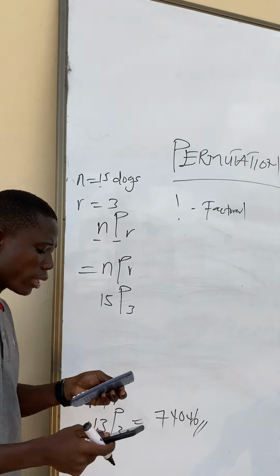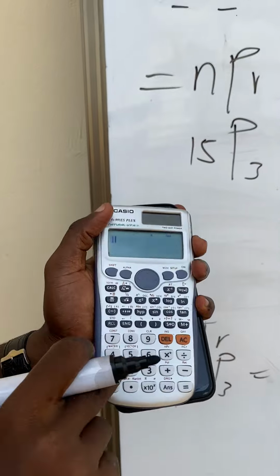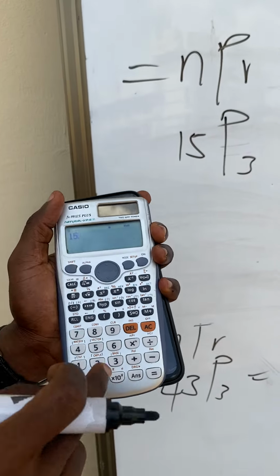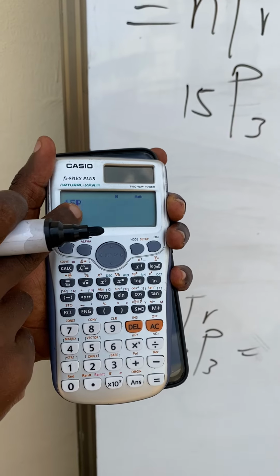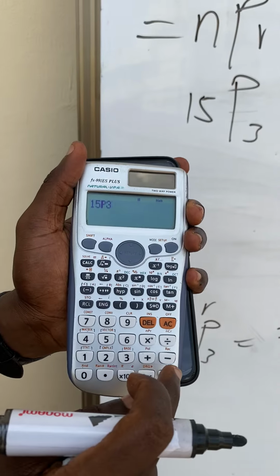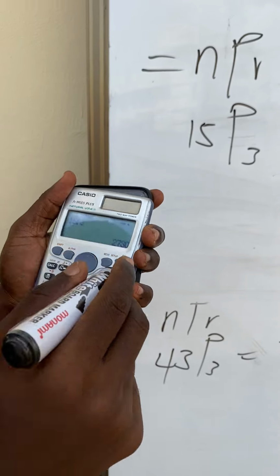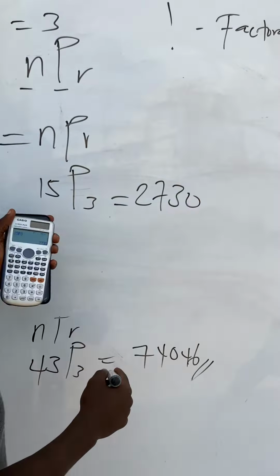So you come to your calculator, then you press on n. The n is what? 15. So you put 15, permutations, you press on shift, then you press on the multiplication sign here. So you see we have capital P on it, that's permutation. So 15 permutation, then we add the 3, and you press on equal to, that's the answer, 2730. So the final answer is 2730.